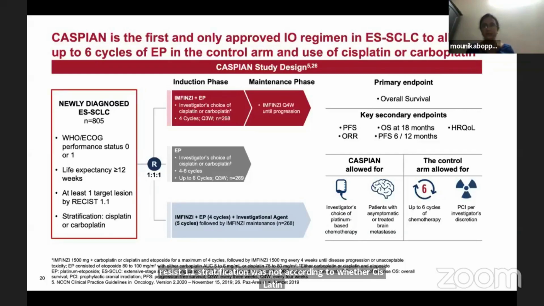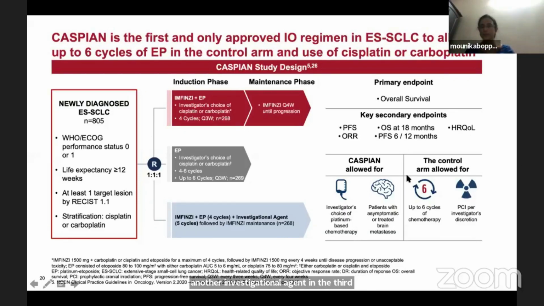In the induction phase, durvalumab with EP was used, with investigator's choice of cisplatin or carboplatin based on patient fitness, followed by durvalumab maintenance once in 4 weeks until progression. In the control arm, the investigator's choice of only EP was used, 4 to 6 cycles, up to 6 cycles allowed. And there was another investigational agent in the third arm, but I'll not discuss much about this.